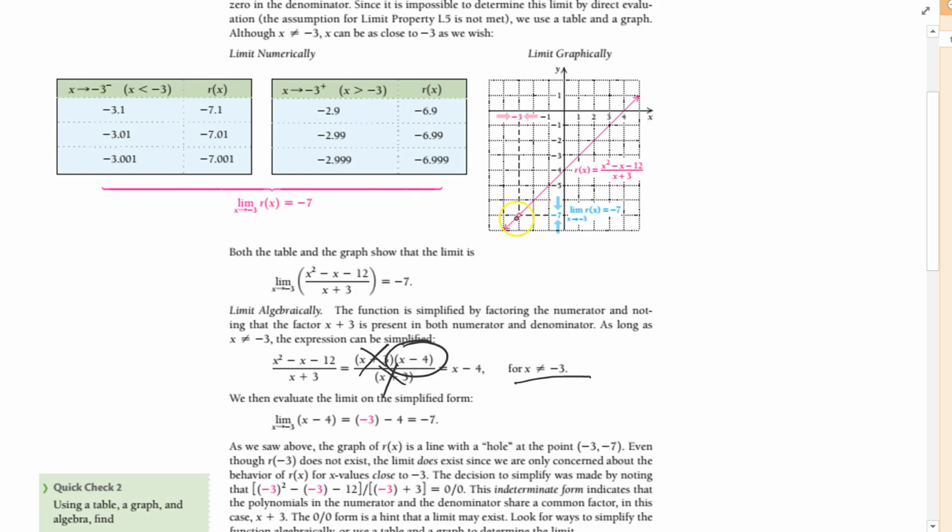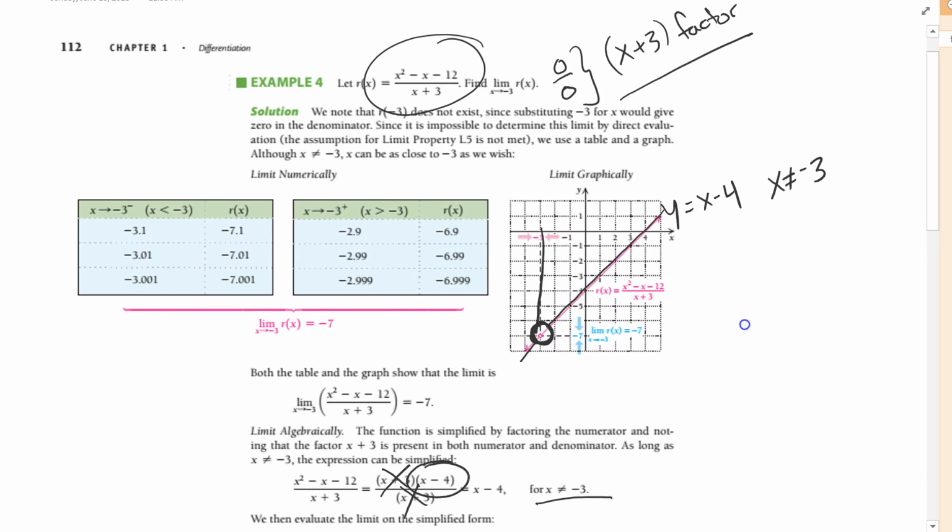So what they're saying here is if I cancel out this x plus 3, I'm left with x minus 4. So the graph of this function looks like the line y equals x minus 4 everywhere x does not equal minus 3. At minus 3 it has a hole because it can never be minus 3.